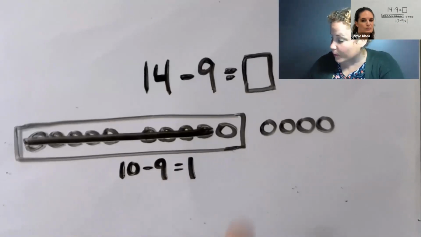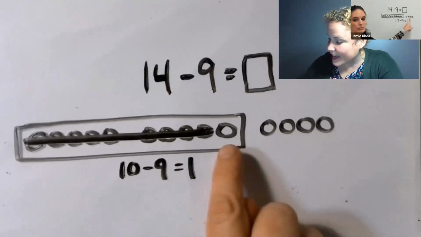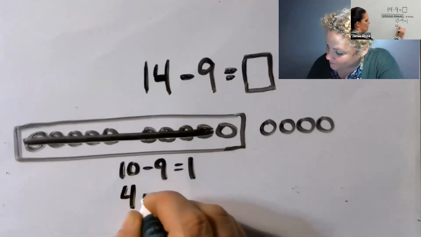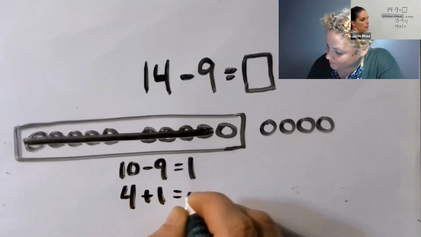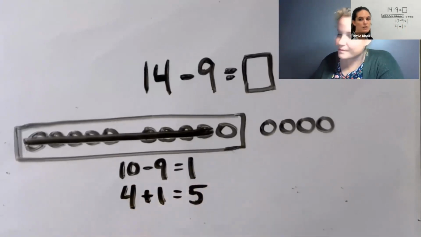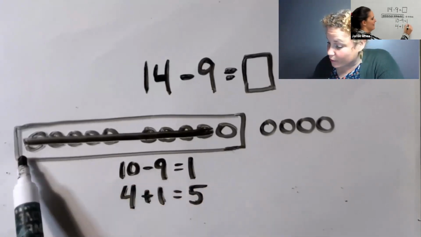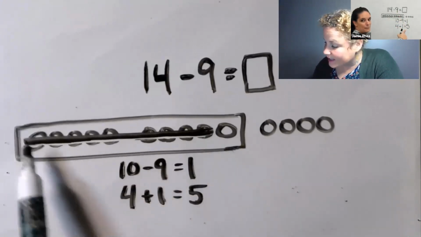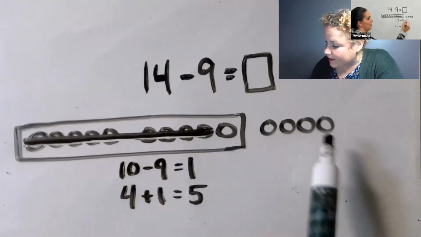We took our other part, 4, and just added back that 1. Let's write that down. What is 4 plus 1? So therefore, 14 minus 9 equals 5.